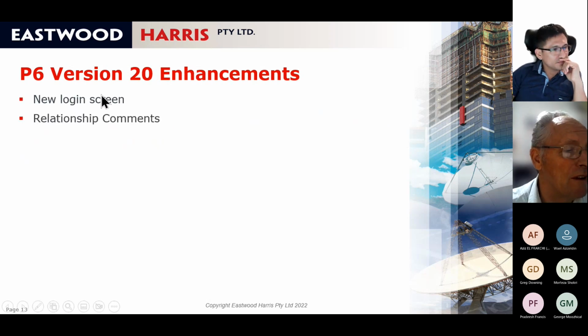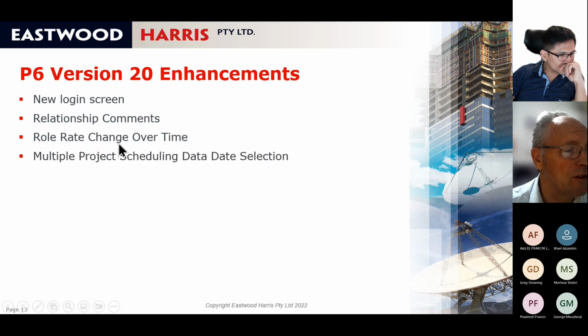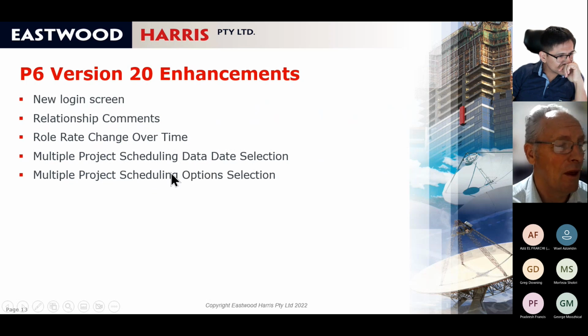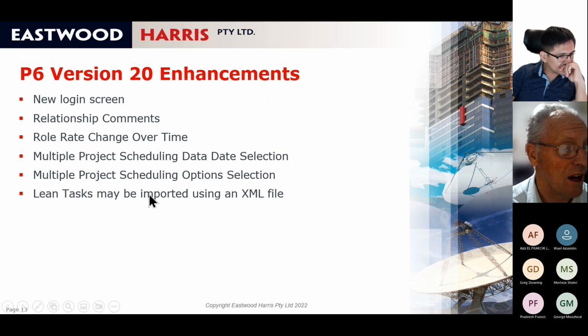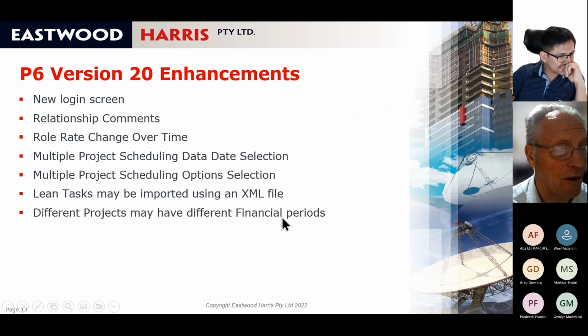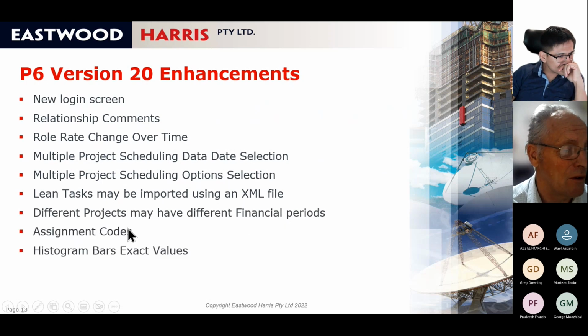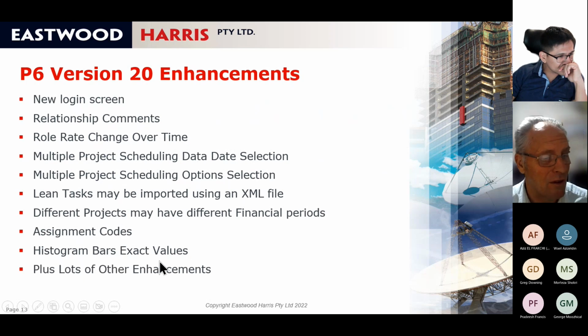There's a new login screen. The relationship comments, role rate can change over time. There's multiple project scheduling date selection. There is multiple project scheduling option selection. There's lean tasks. Different projects may have different financial periods, assignment codes, a histogram bar exact values. And there are lots of little enhancements. They did quite a bit of work in version 20, so I'll just rattle through the little enhancements quickly.